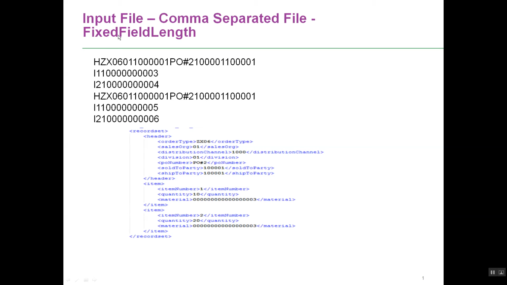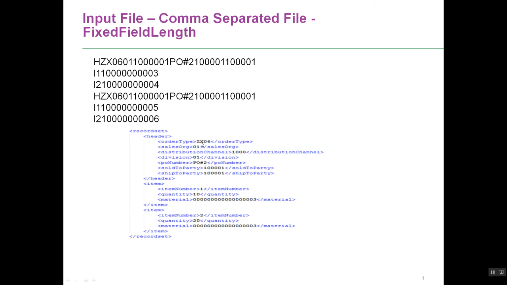What is a fixed field length file? A fixed field length file is a file where each field has a fixed length. So from the perspective of the scenario that we built, an order type is always 4 characters long. A sales organization can be defined as something that is always 2 characters long. A distribution channel is always 4 characters long, and so on. So a fixed field length file is a file where all the fields have defined lengths, and those fields would come in those defined lengths.